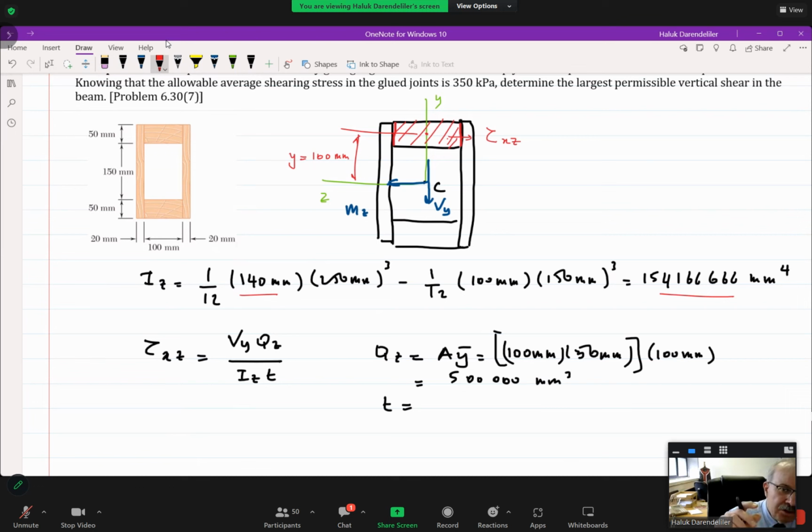Now I am asking again. Referring to this figure, could you tell me T? 2 times 50.